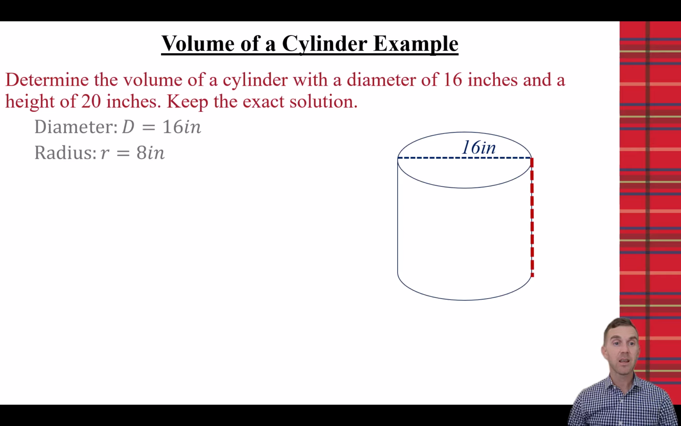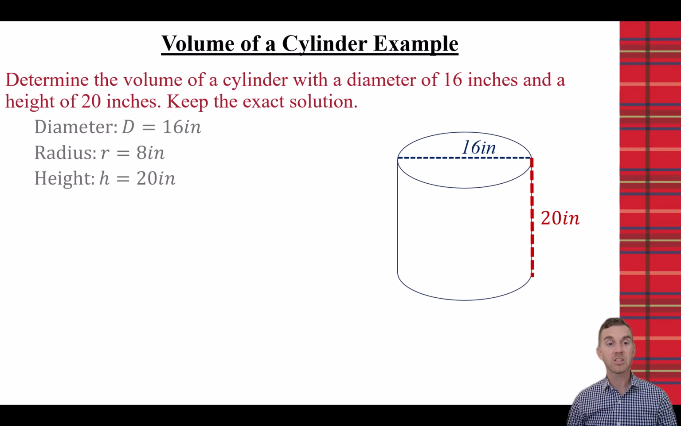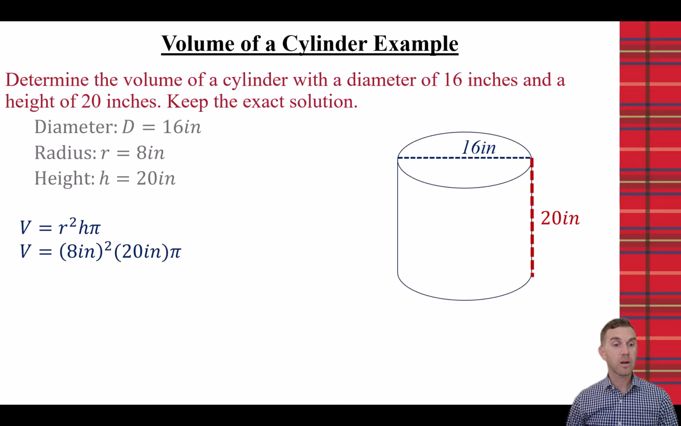Next, we look at the height. The height is given to us as 20 inches. Now we can look at the formula. What's our formula for the volume of a cylinder? It's the radius squared times the height times pi. So we can now substitute in our values: 8 squared times 20 times pi. And they want the exact solution, so that means we will keep pi in our solution.